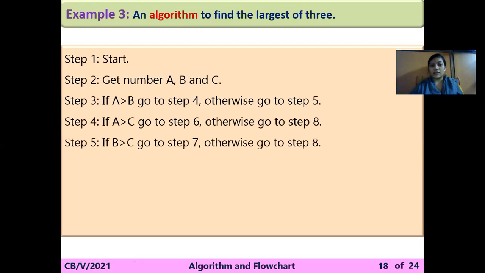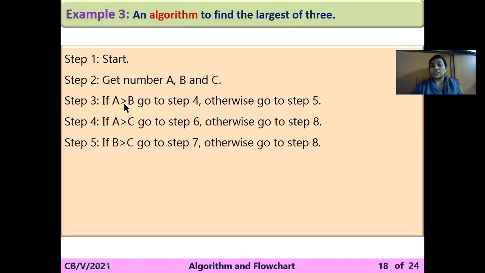What is the fifth one? अगर ये wrong होता है, then you have to compare the B and the C. Means 8 and 12, you have to compare these two numbers. Whenever you're comparing, go to Step 7, otherwise go to Step 8.